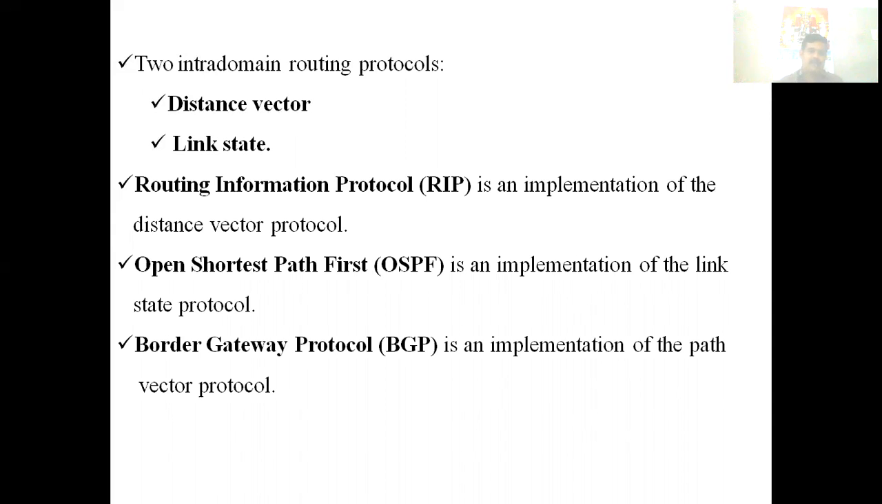There are two intra-domain protocols, distance vector protocol and link state protocol, and the inter-domain protocol is called the path vector protocol. In the path vector protocol, the example is Border Gateway Protocol.